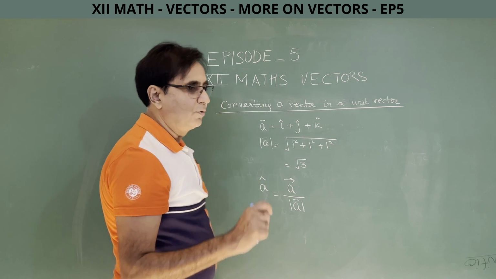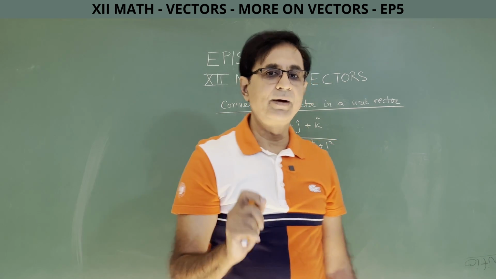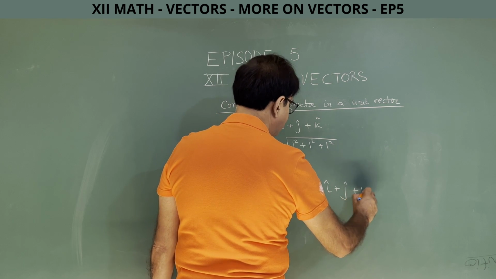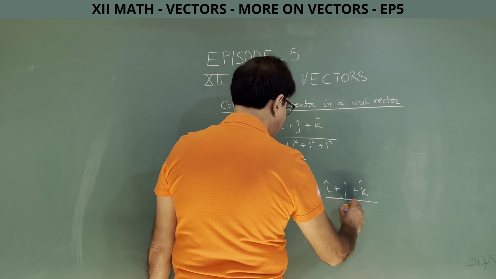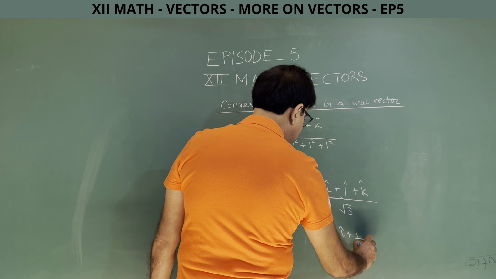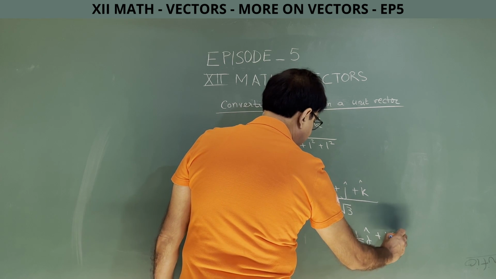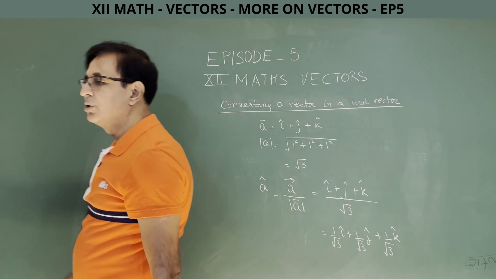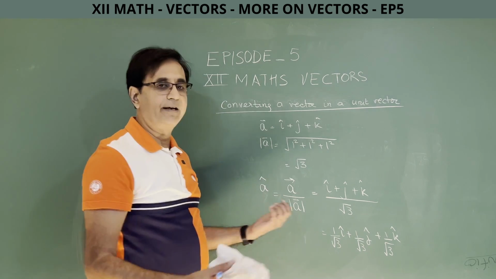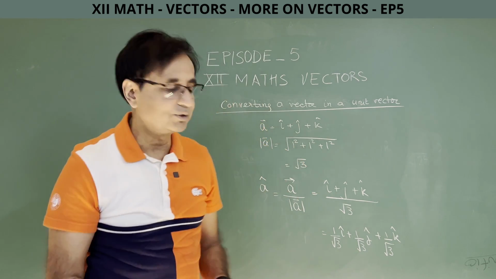So, now you know, if you want to convert any vector into a unit vector, simply divide the vector by its magnitude. So, what will that be? i plus j plus k divided by root 3, and now you separate it out. So, it will be 1 by root 3 i cap plus 1 by root 3 j cap plus 1 by root 3 k cap. So, it is so simple to convert any vector into a unit vector. Simply divide the vector by its own magnitude. I am hopeful that all of you have understood this point.